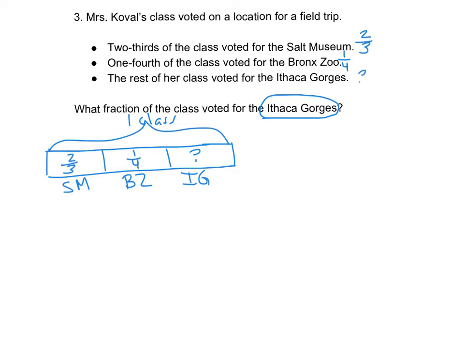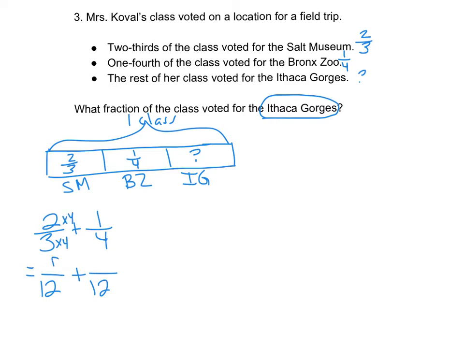So I'm going to take what I know, which is my 2/3 and my 1/4, and I'm going to combine them. So I'm going to figure out how many kids, or what fraction of my class, wanted to go to the Salt Museum and the Bronx Zoo. Well, I need to get a common denominator. So 3 and 4 has 12 in common. Times 4, what I do in the denominator, I do in the numerator.